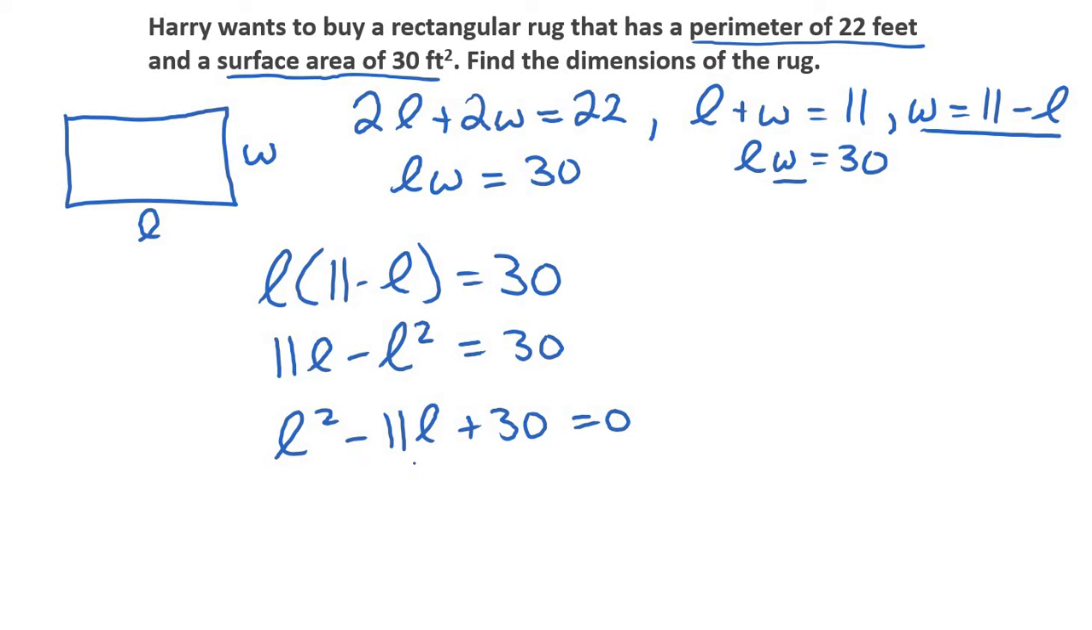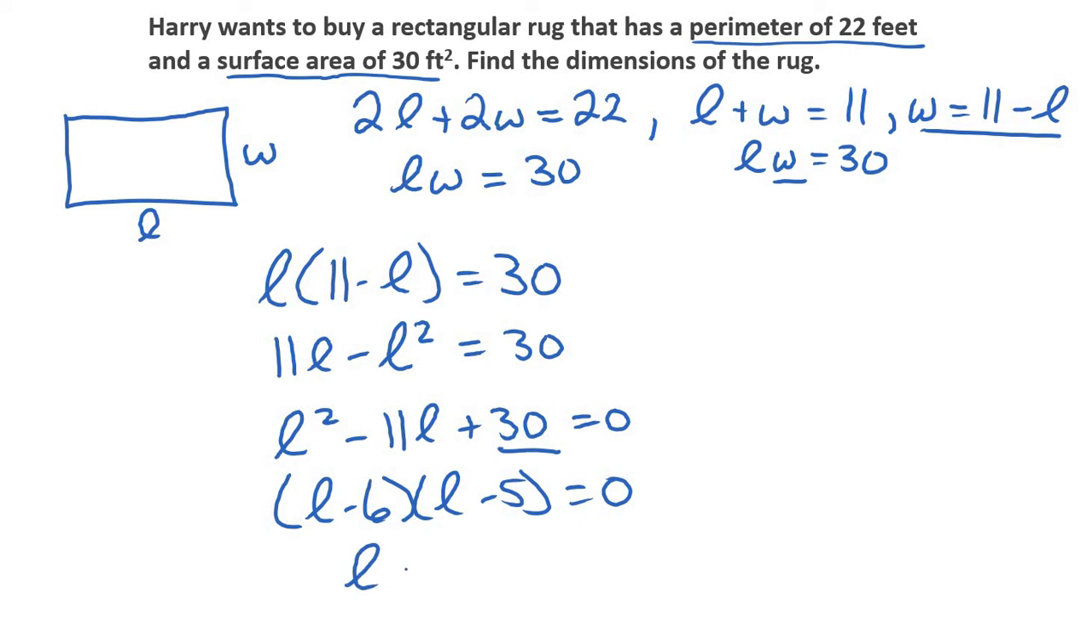Now there's a lot of ways we can solve these. I'm going to try to factor. Are there two numbers that multiply to make 30 that also add to make, in this case, negative 11? Well, that was the same thing we had right here. We could identify that, couldn't we? So this will break down as L minus 6 times L minus 5 equals 0. In this case, L could be 6 or 5.